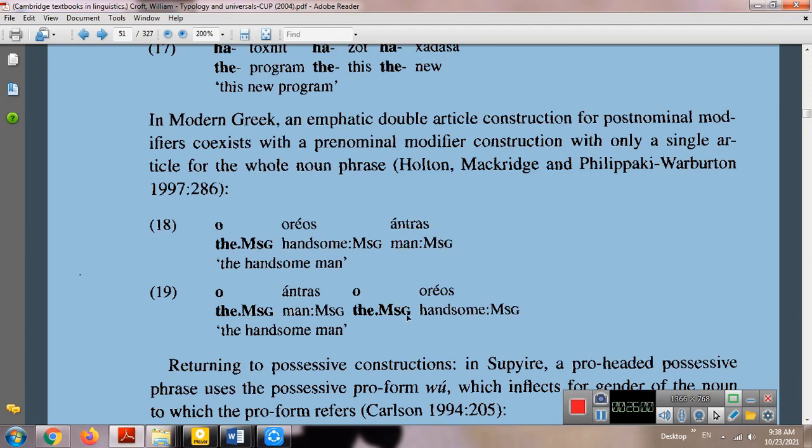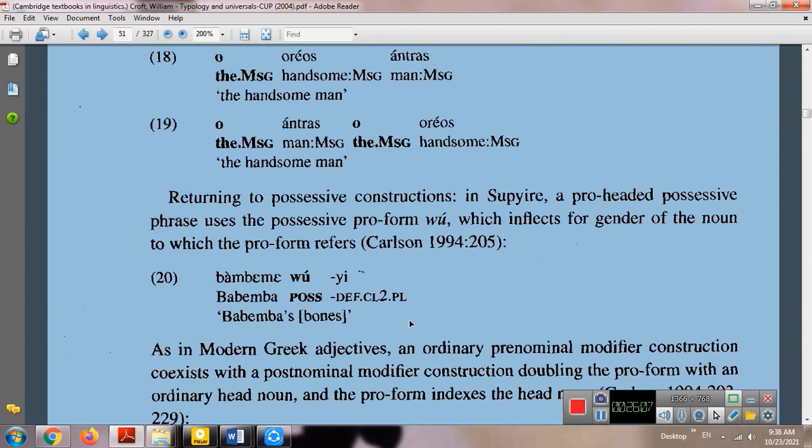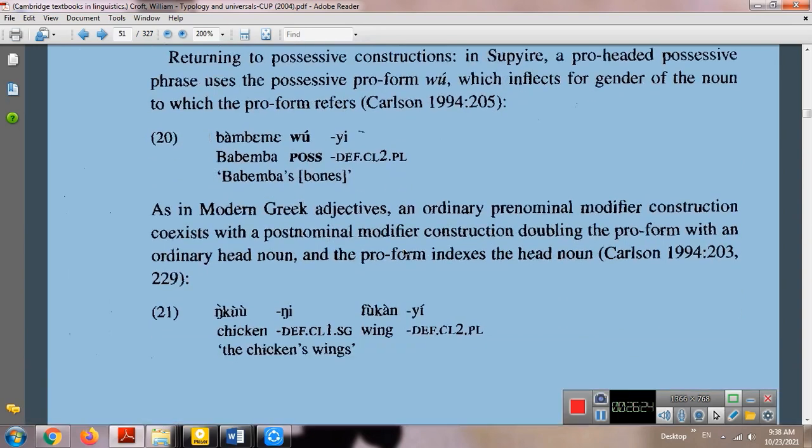And here we have again a construction with only a single article for the whole noun phrase. Returning to the possessive construction in Sorbian, a prohibited possessive phrase uses the possessive proform vous, which inflects for gender of the noun to which the proform refers. Here you can see an example.